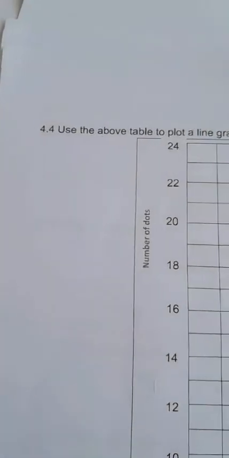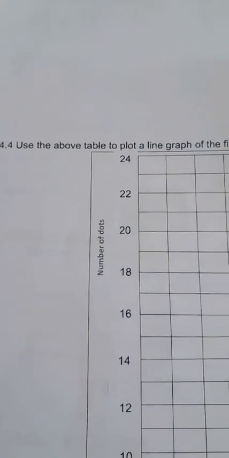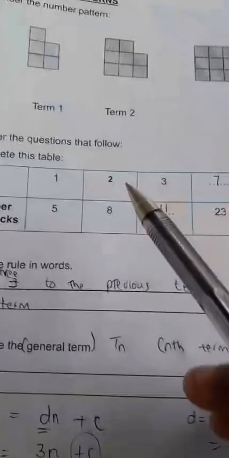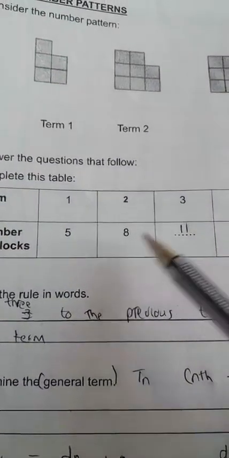So the learners here were asked to use the table that they were given for your sequence to plot a line graph of the first 3 terms in the space below. So just back to the table here. The table has term 1, which is 5, term 2, which is 8, and term 3, which is 11. So there we have it.